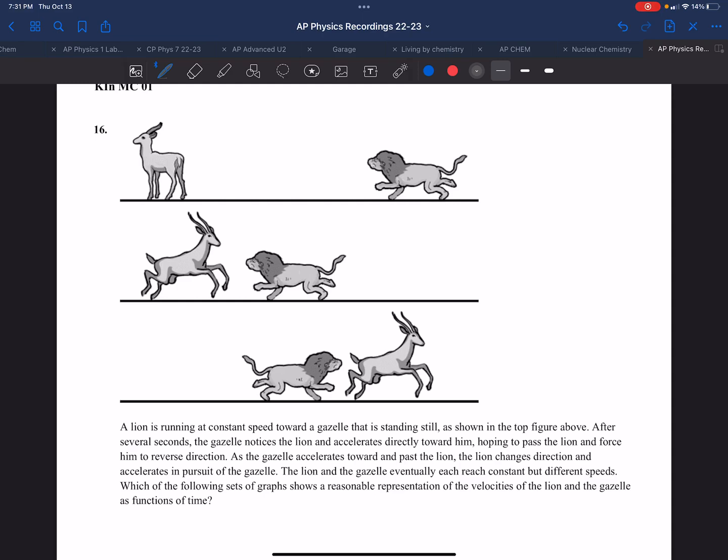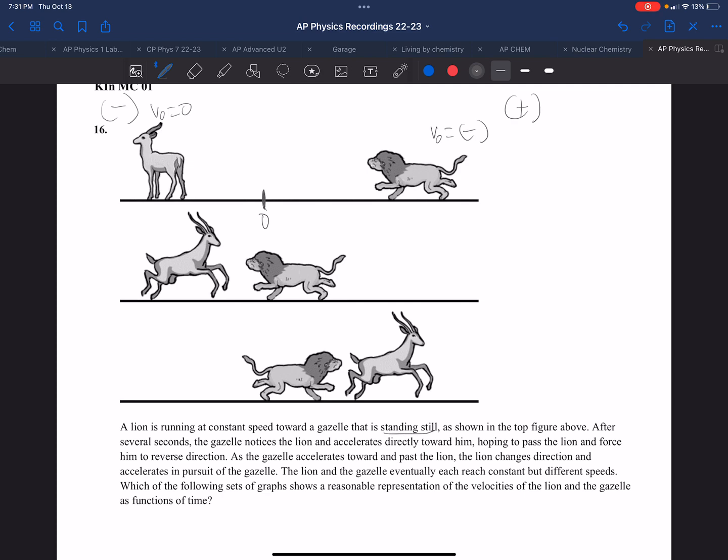In this video, we have a lion running at constant speed toward a gazelle. So let's turn this into our reference frames here. Here's positive, here's negative. Maybe we can make this a 0 point if we want. So we have V0 equals negative for the lion. Here we have V0 equals 0, the gazelle standing still.